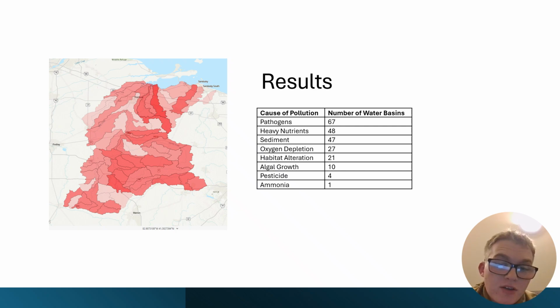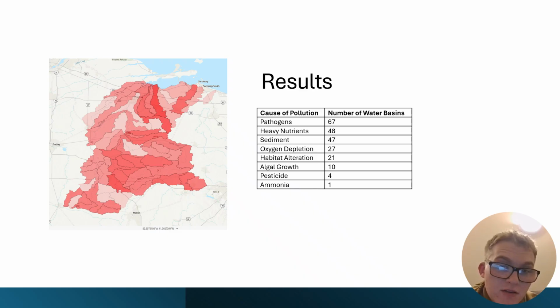And then on the bottom here, you can see we have three minor pollutants: algae growth, pesticides, and ammonia. This can really be caused by the major pollutants. Algae growth is very common with heavy nutrients, as well as pesticides and ammonia. So it's nothing really surprising there.